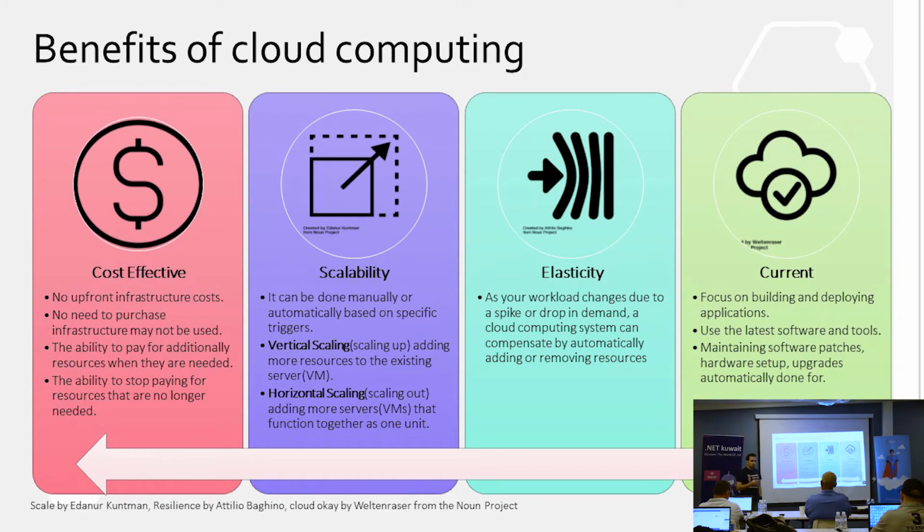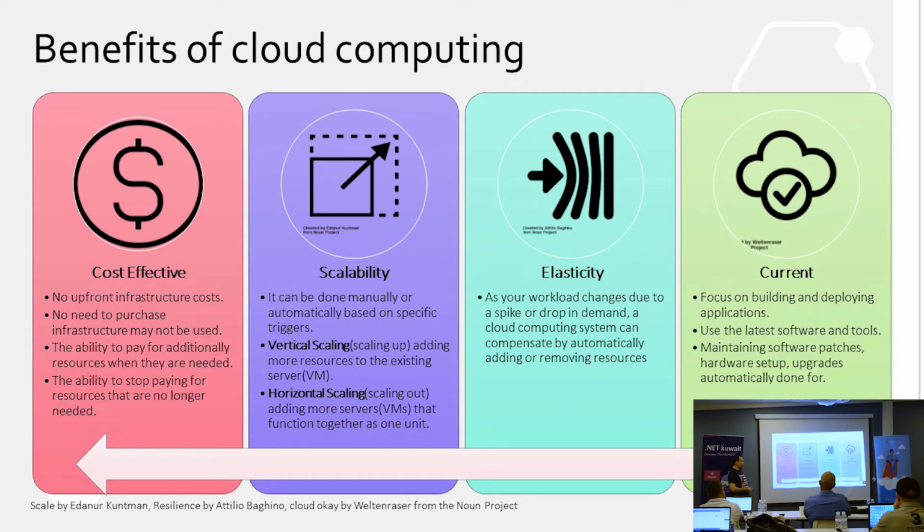Scalability, it's easy. It's one click. With one click, you can just scale up or scale out, or even without a click, automatically, based on some events, you can scale out or scale up. Elastic also. The workload changes due to spikes. For example, you have a website which during the holidays will have a lot of traffic. Based on that, your resources can also scale up and scale out.